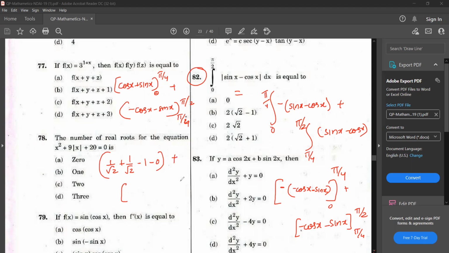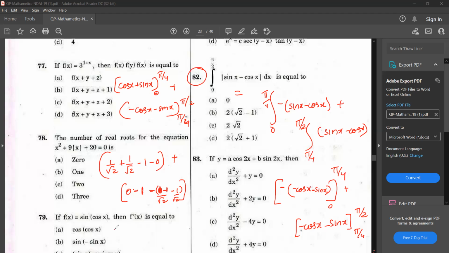Plus here cos pi by 2, that is 0, minus sin pi by 2, that is 1, minus, so that is this minus, so that's a minus over here. Cos pi by 2, that is 0, minus sin pi by 2. Sorry, we are putting pi by 4, isn't it? Cos pi by 4, 1 by root 2, minus 1 by root 2, minus sin pi by 4, 1 by root 2. This minus, this minus.